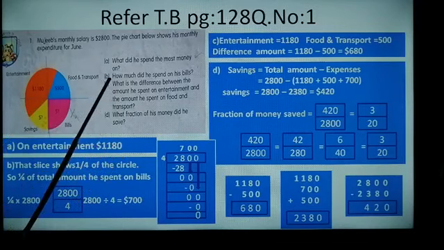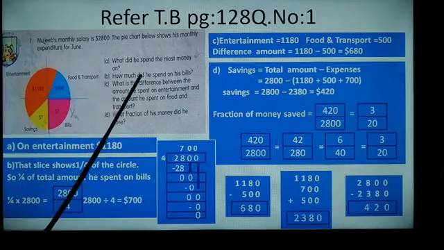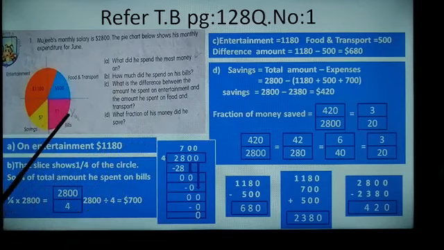Now question number B. How much did he spend on his bill? He paid some bills. So how much money did he spend on it? Check here in the pie chart. There is a question mark. That means the amount is not given here. We have to find out. So for this one, how will we find out? Here 1,180, here 500, here also question mark, here also question mark. So you have to find out the amount. So with the shape, just check the shape here, the slice.